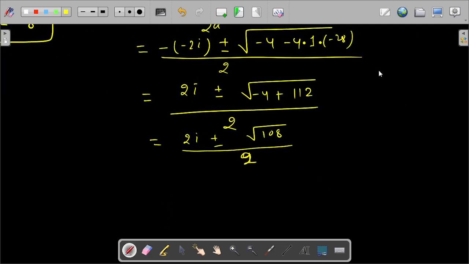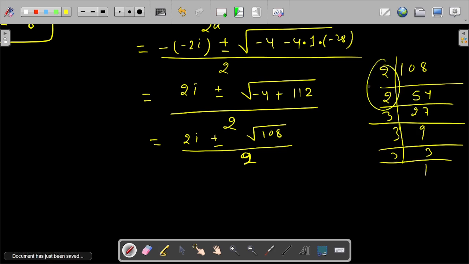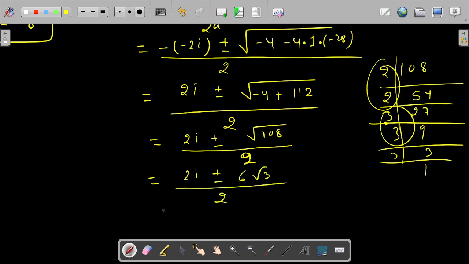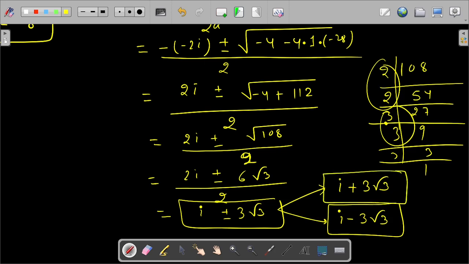Now we will factorize this 108 and try to find its square root. So 2, 54, 2, 27, 3, 9, 3, 3, and 3, 1. So this is paired, this is paired. So this is basically 6 root 3. We can do it directly also, no problem. That is, this is 6 root 3 upon 2. When we take 2 as common, I will get i plus minus 3 root 3. So from here we will get z as i plus 3 root 3, or you can say i minus 3 root 3, which is the same result as in the previous method.